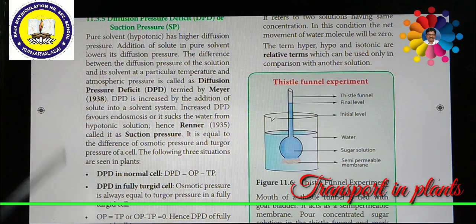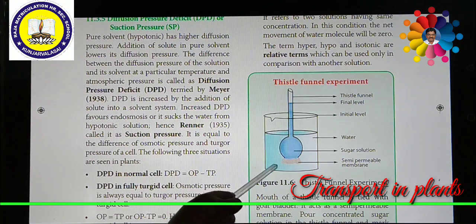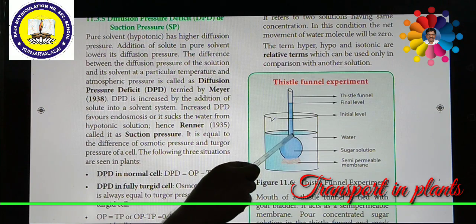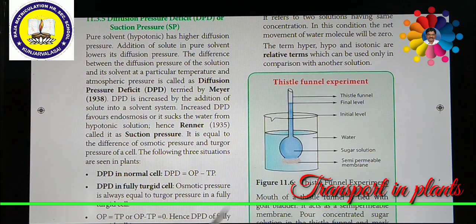What is osmosis? It is the movement of water molecules from a region of higher concentration to lower concentration through a semi-permeable membrane, which is called osmosis. So this experiment helps us understand what osmosis is. Now just reverse it. What happens?